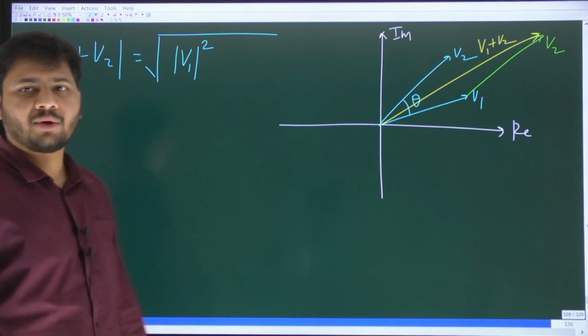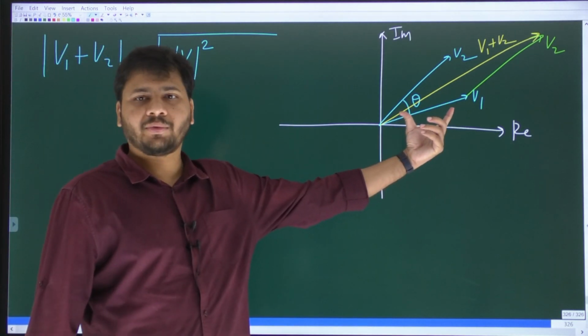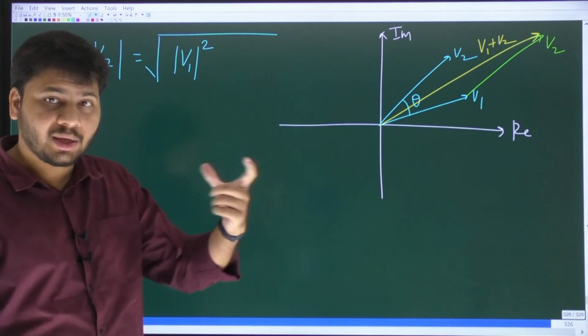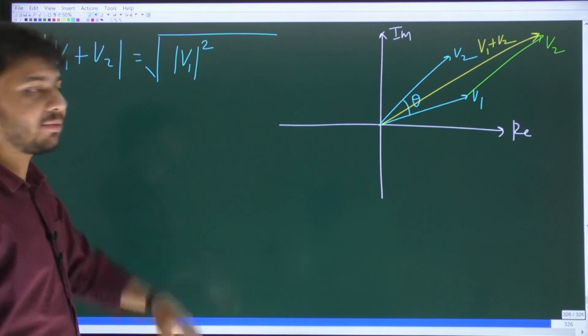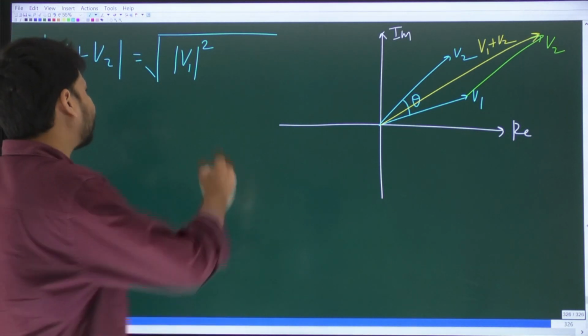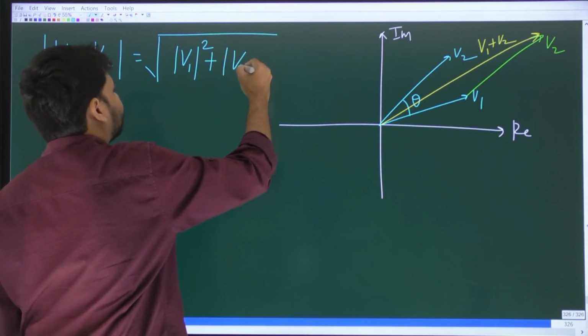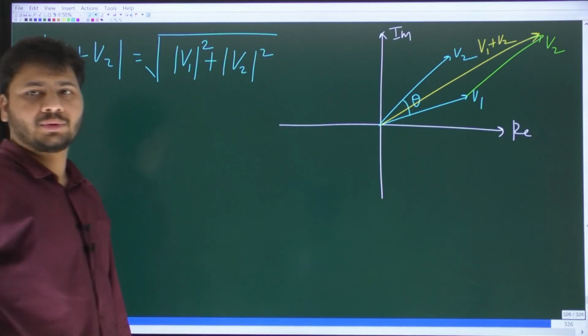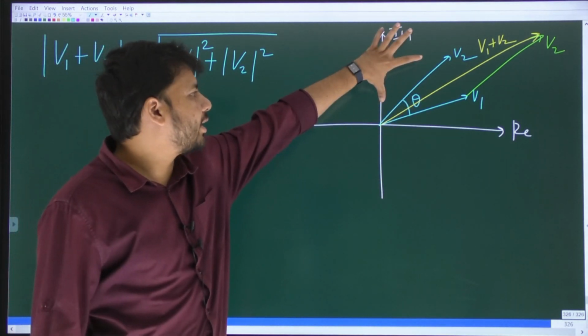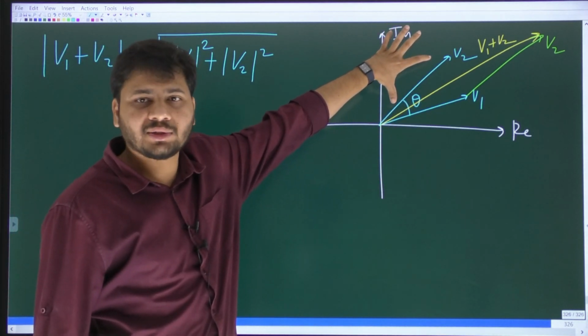What do you mean by mod V1? It is the length of the phasor V1. So square root of mod V1 square plus mod V2 square. What is mod V2? It is the length of this other phasor V2.